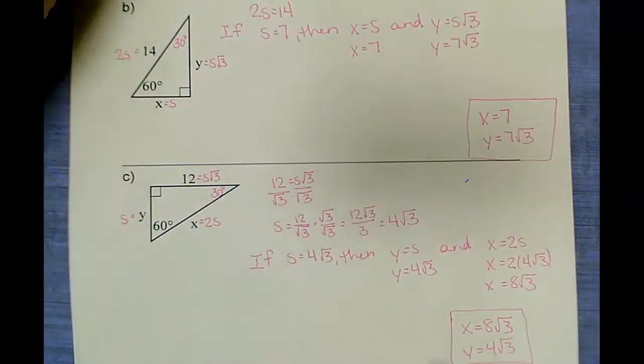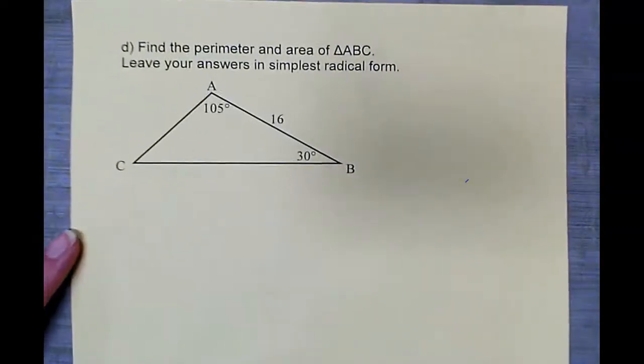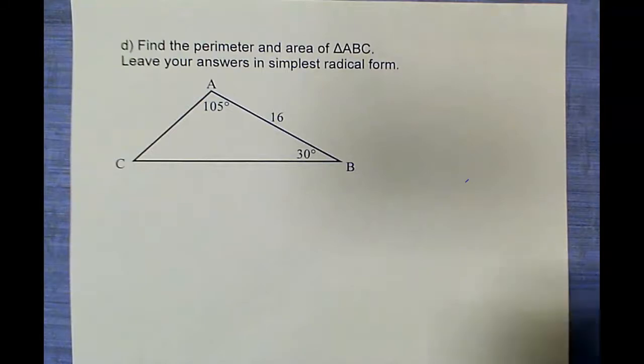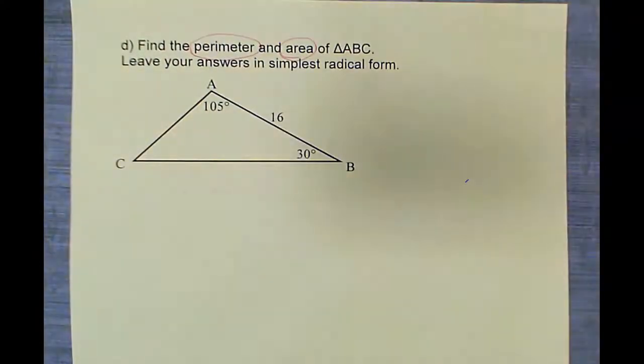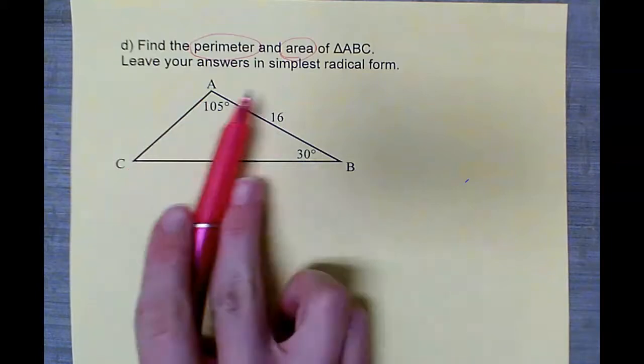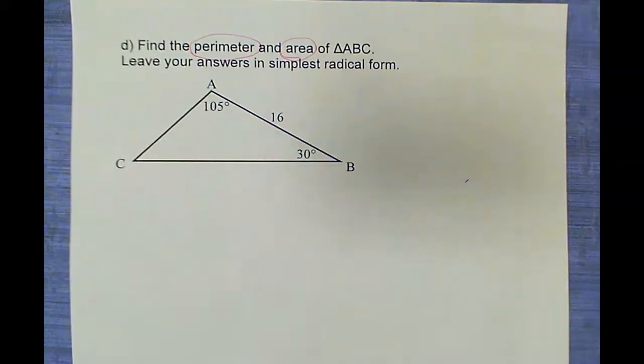So let's move to our last page today. It asks us to find the perimeter and area of triangle ABC. So triangle ABC is this large triangle you see here. It asks you to leave your answer in simplest radical form. So that's what we're going to do.